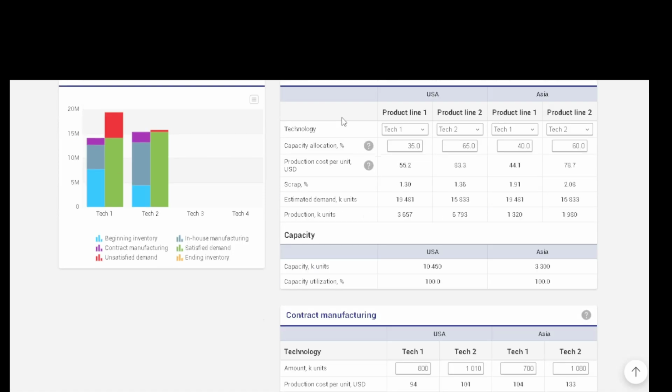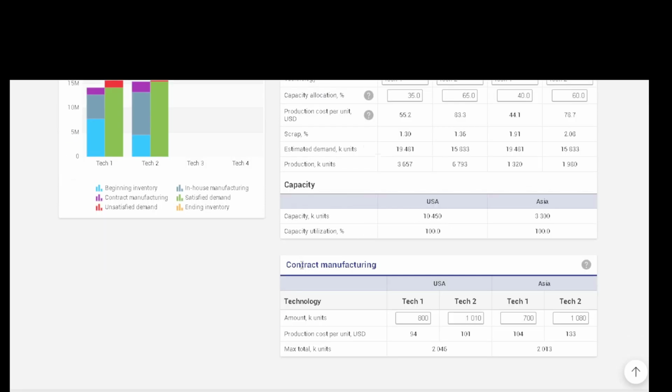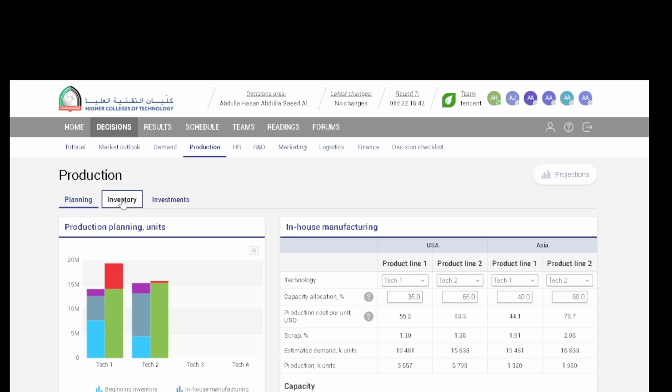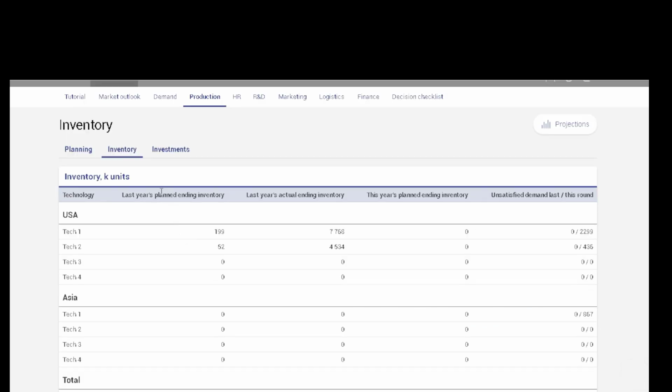Next one is contract manufacturing, and here we are going to maybe produce by contract, so we can produce for USA and Asia for both technologies. Next part is inventory. In inventory, we are just being shown the inventory in the last round and the actual inventory also in the last round and the inventory in this round.